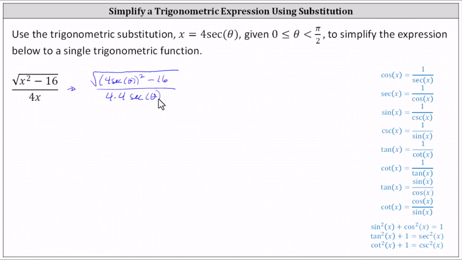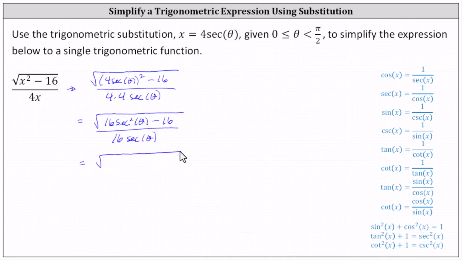Let's go ahead and square 4 secant theta, which equals 16 secant squared theta, giving us the square root of the difference of 16 secant squared theta and 16, all divided by 16 secant theta. Next, let's factor 16 from 16 secant squared theta minus 16. This gives us the square root of the product of 16 and the difference of secant squared theta and 1.